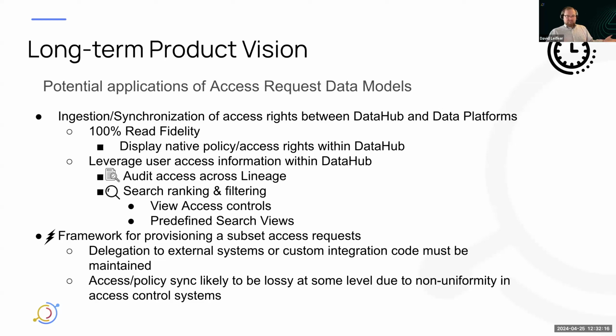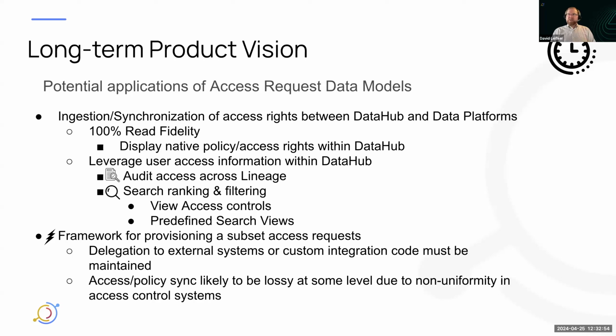So both of these PRs are really focused on the data model. And so what could we do with this data model in the future? None of this is in the current PRs. This is about what this information is useful for if it does exist in DataHub. One of the things that we'd ideally have is 100% read fidelity, meaning that you'd be able to look at the actual policies in the native format. If you're dealing with a lot of different data platforms, one of the challenges is that the way you define policies and what controls you can create vary widely.